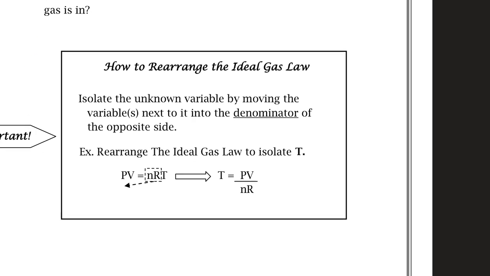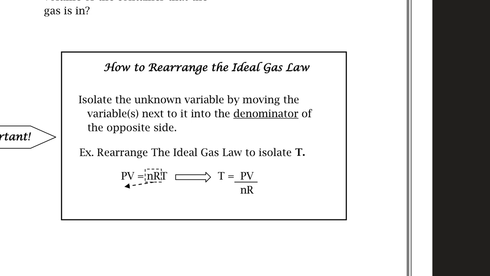Rearranging the formula is pretty easy because it's the same sort of thing we've been doing since we started this packet. When I know my unknown, I'm going to isolate it, so it's right here. So I'm going to take anything that's next to it and put it underneath the other side of my equation. So this is rearranged to T is equal to PV over NR.